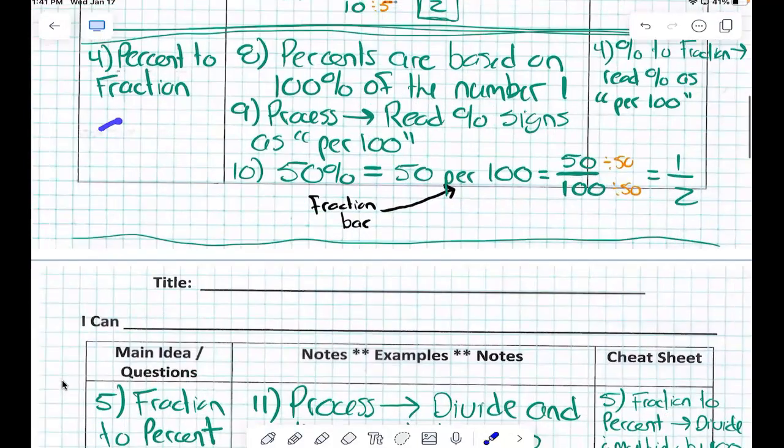Question. Please read this percent. 23 per 100. If I were going to write 23 per 100 as a fraction, would I be done? Yeah. Yeah, it doesn't reduce, okay? Eyes up on the screen, Anna.